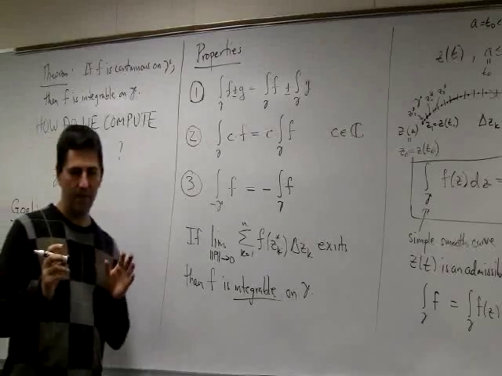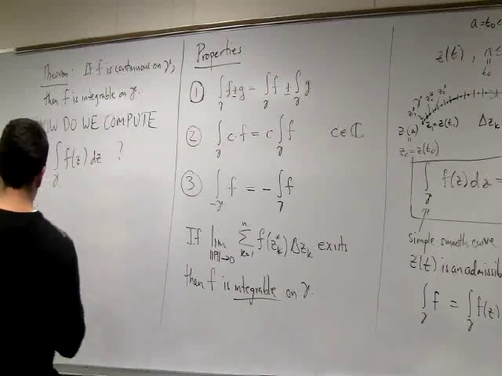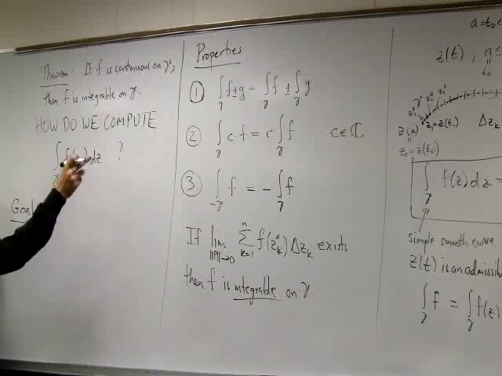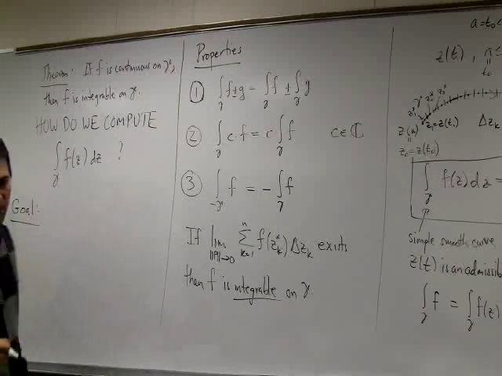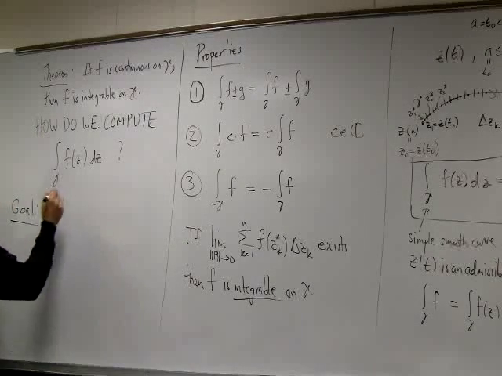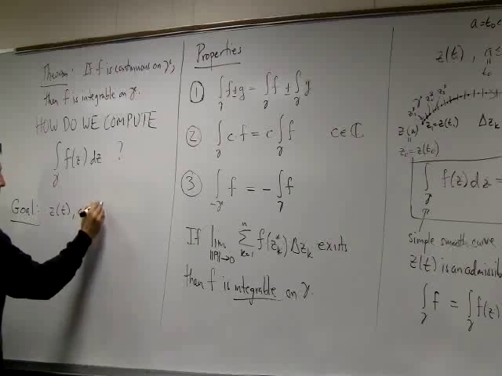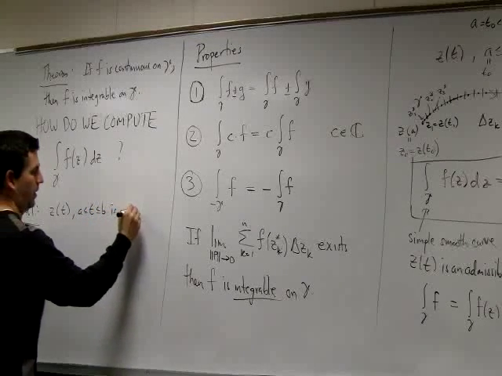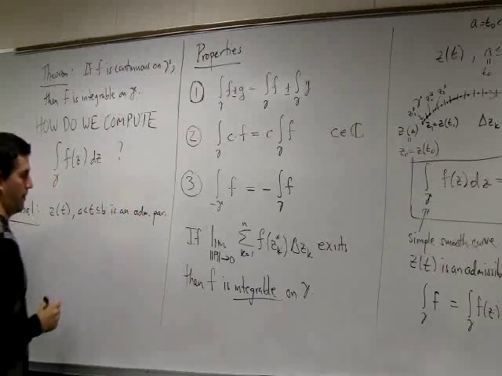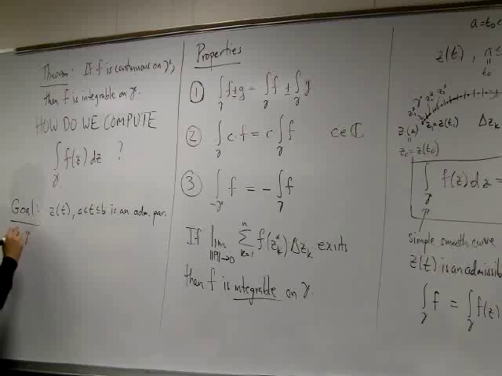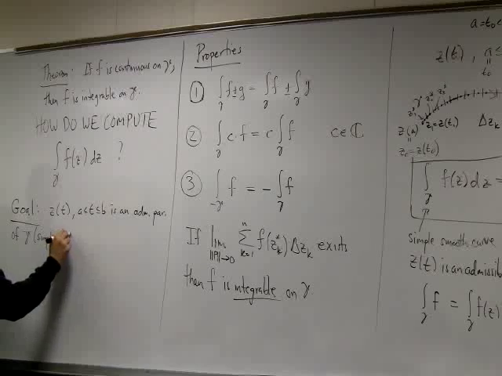So if our function is integrable, and we have a nice, simple, smooth path, we're going to want to show something. I'll do it just for simple, smooth curves. So if z(t), where t goes from a to b, is an admissible parameterization of gamma, our simple smooth curve.